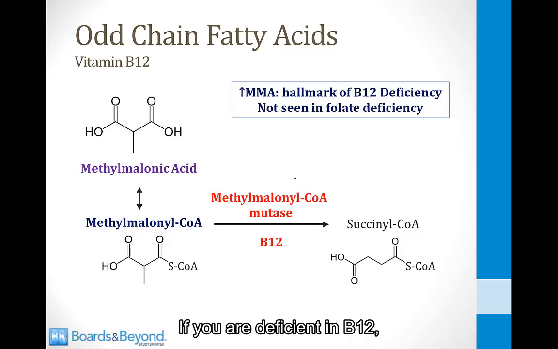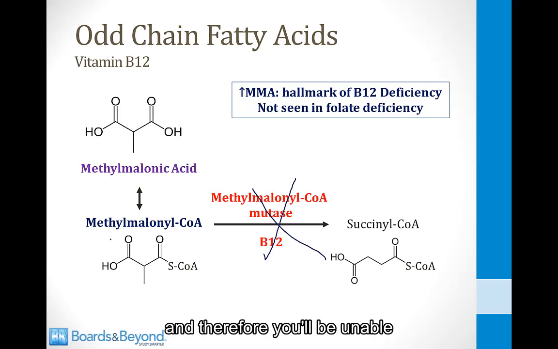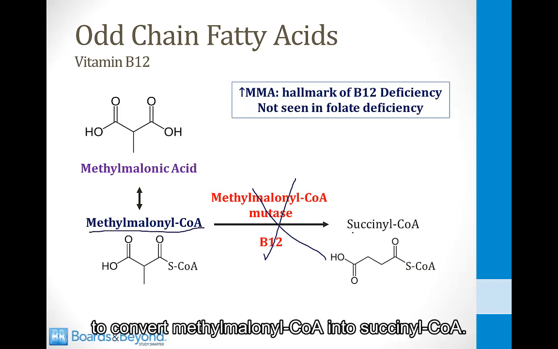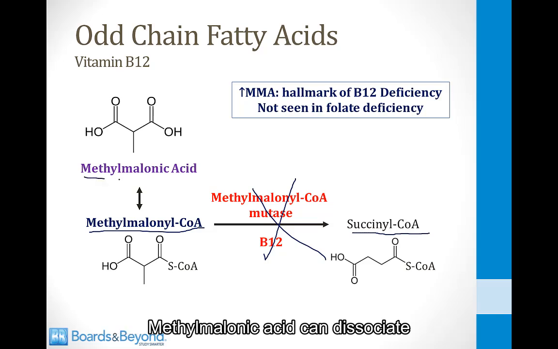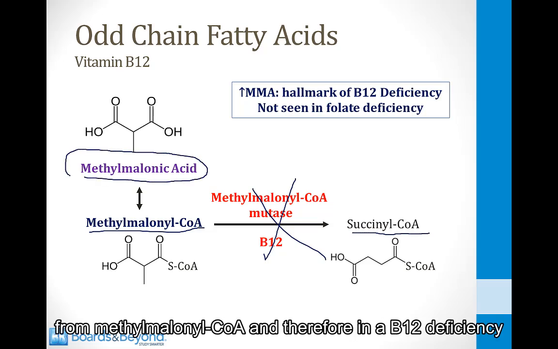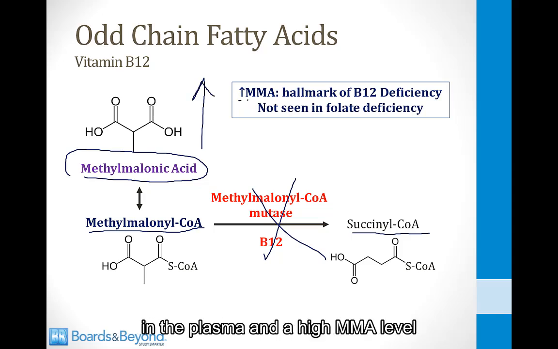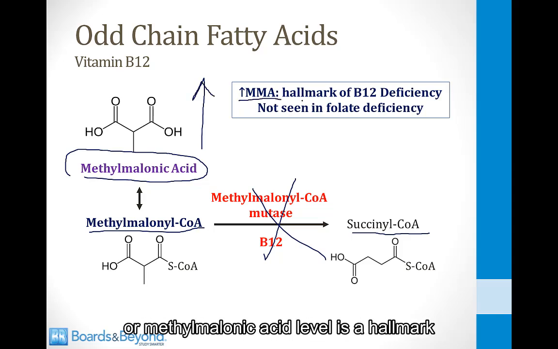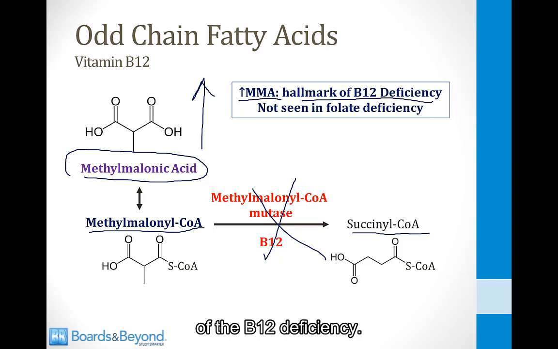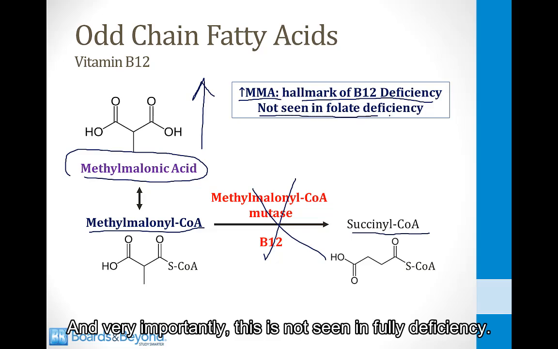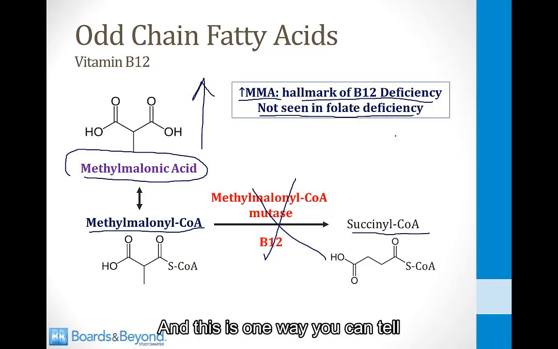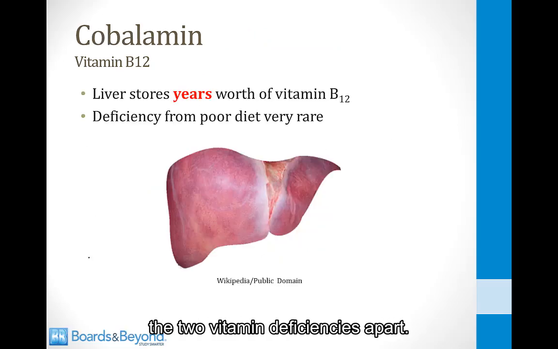If you are deficient in B12, this step will be ineffective, and therefore you'll be unable to convert methylmalonyl-CoA into succinyl-CoA. Methylmalonic acid can dissociate from methylmalonyl-CoA, and therefore in a B12 deficiency, you will see the level of methylmalonic acid rise in the plasma, and a high MMA level, or methylmalonic acid level, is a hallmark of B12 deficiency, and very importantly, this is not seen in folate deficiency, and this is one way you can tell the two vitamin deficiencies apart.